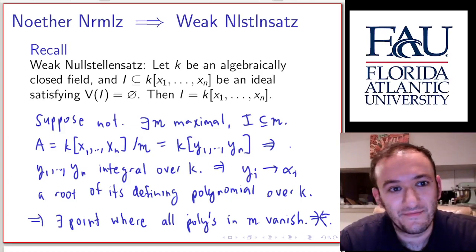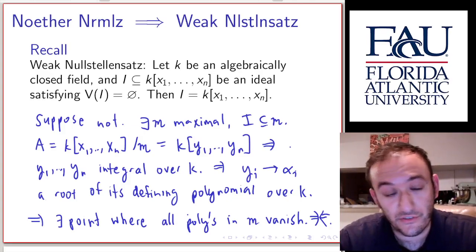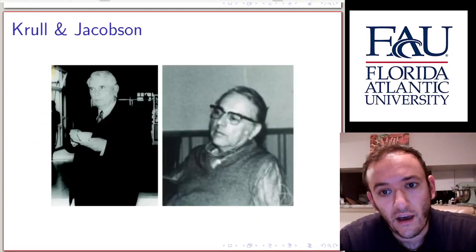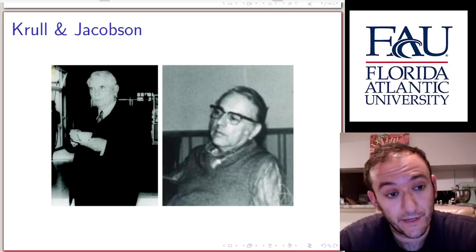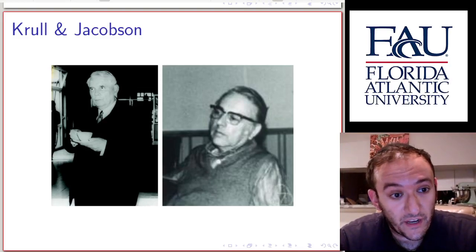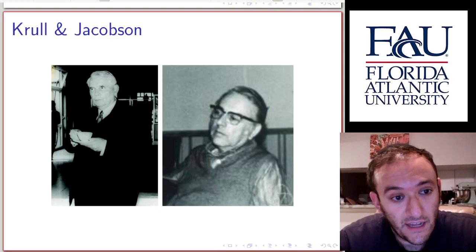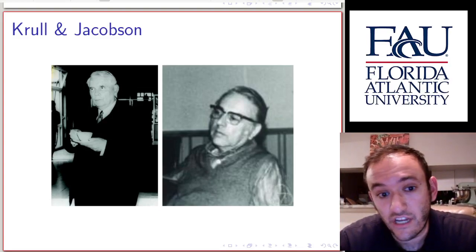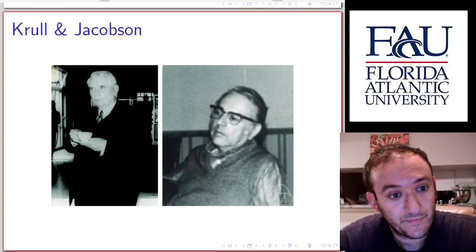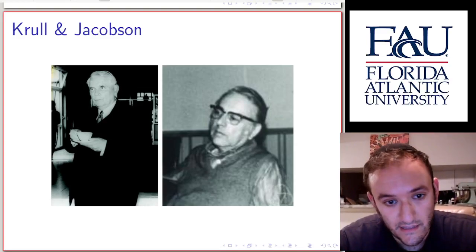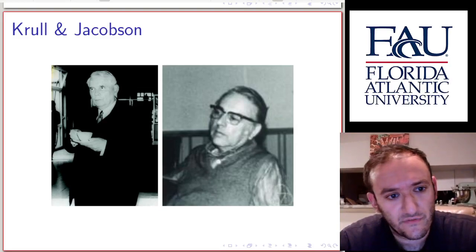Let's carry on. The next proof of the Nullstellensatz is via Jacobson rings. Jacobson rings were introduced in order to prove the Nullstellensatz by Wolfgang Krull, who's pictured on the left. He named them in honor of Nathan Jacobson, who was a commutative algebraist in America. The paper was published in 1951.